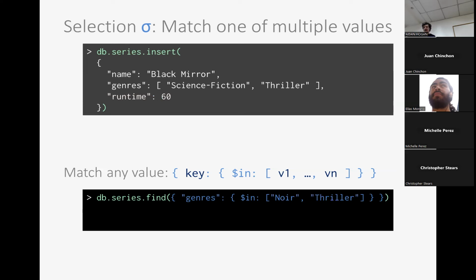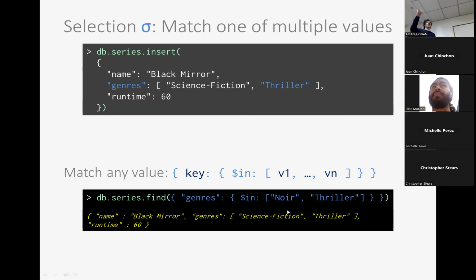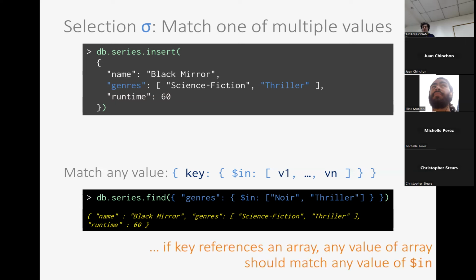In this case, we have genre in noir and thriller, and in our document, we have genre science fiction and thriller. So what do we think? Do we think it will return this document? Yep, it will. It will return if any element of this array is in this array. So if the intersection of the in array and the array in the data is not empty, then it will return the result. If any value of the array is in the in, then we're good.